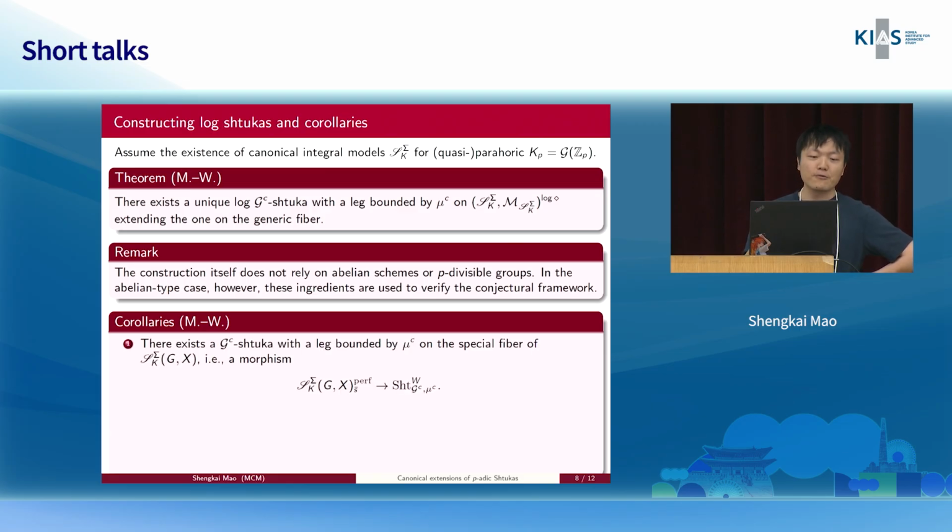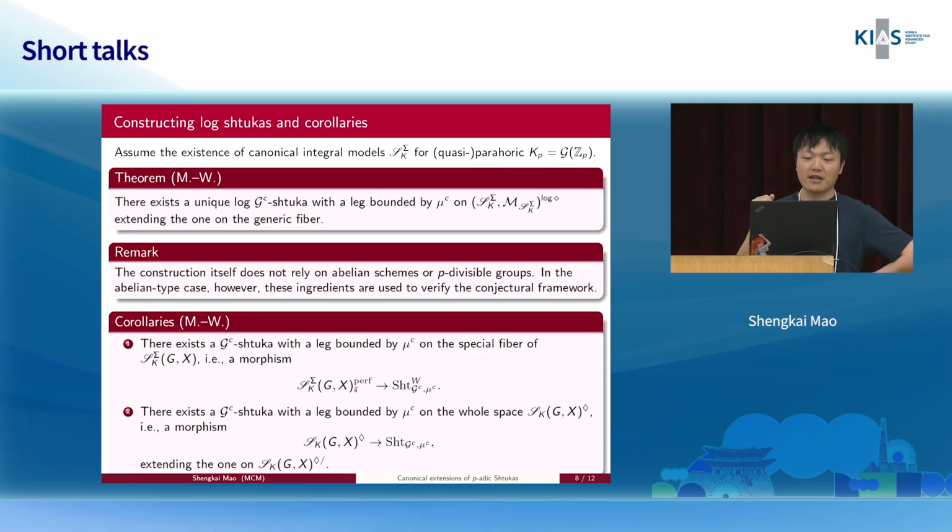We will mention two important corollaries, which are new results, I think, even in the modular curve case. First, as we said, if you take the special fiber, the monodromy will be eliminated. So you do have a globally defined Shtuka on the special fiber. Second, you can restrict your log diamond to the big diamond of your integral model. This will extend the one on the diamond constructed by Pappas-Rapoport.